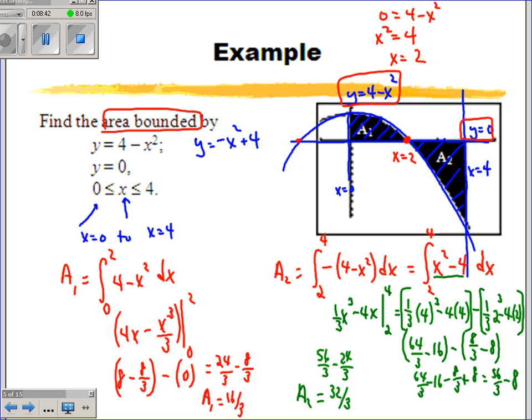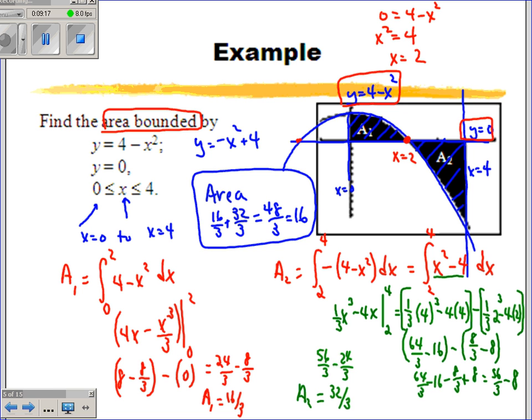Now, had you just done the 4 minus x squared from 2 to 4, it would have come out to be a negative 32 thirds. So it's okay to do it without the minus sign. Just know that you've got to turn it positive at the end. And you haven't had any area cancel out either. So if I want the total area here that's bound by these two functions, the area is 16 thirds plus 32 thirds, which would be 48 thirds, which is 16.